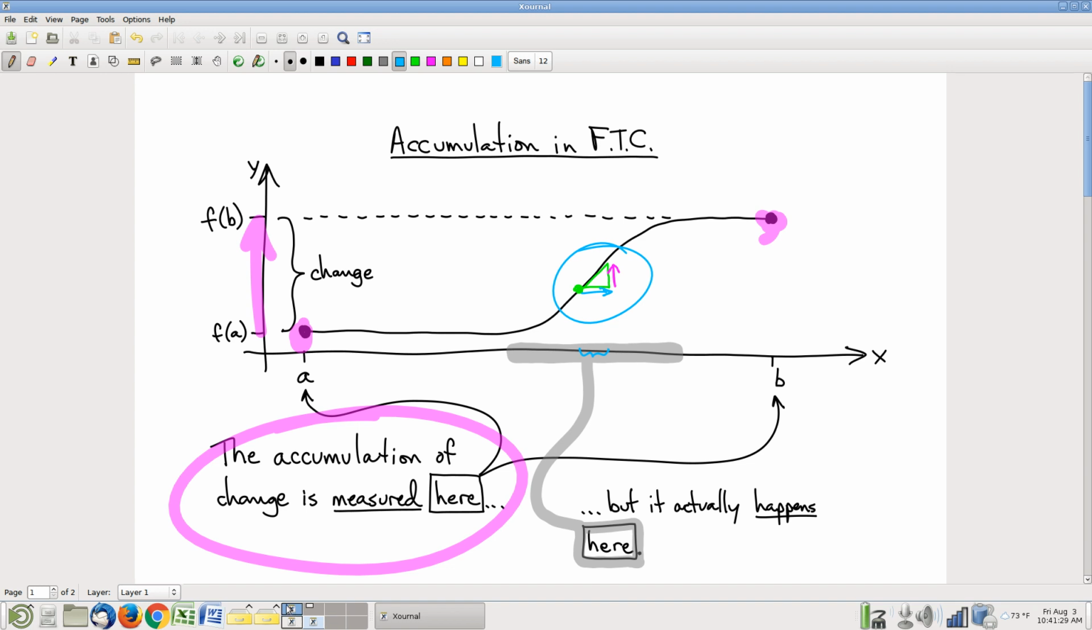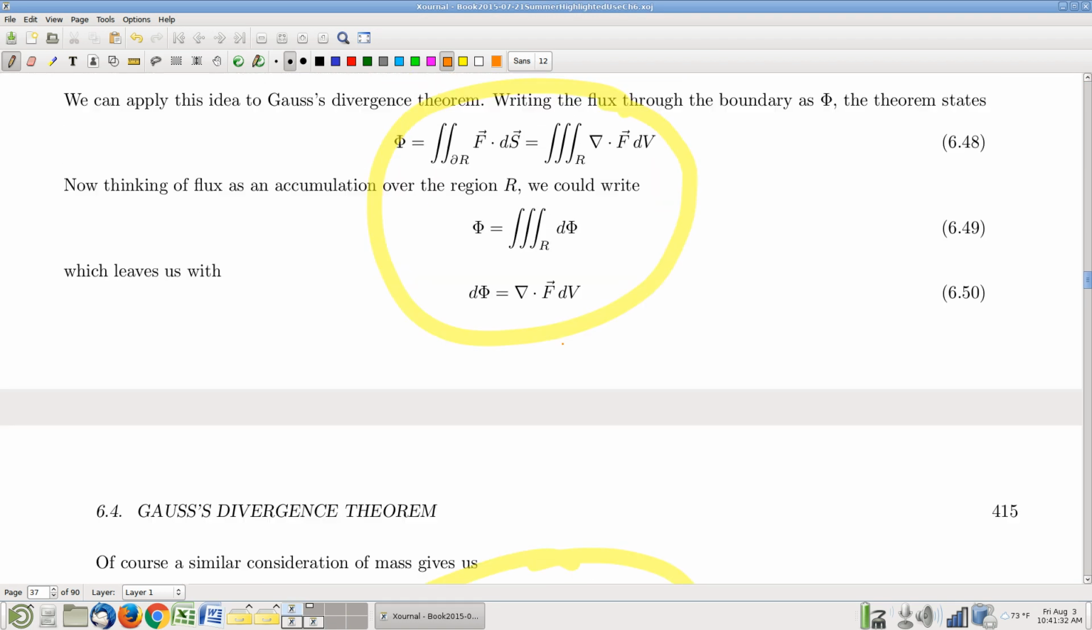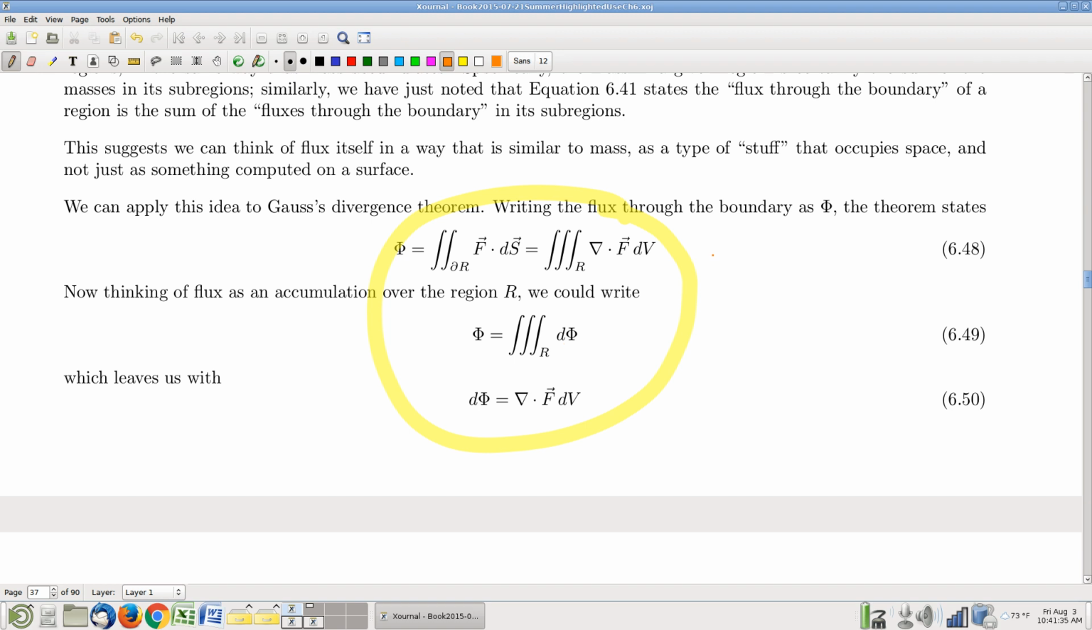I'm going to go back to the book here, and let's go back up to this. Here's our Gauss's divergence theorem. And I'm going to argue the same thing. Flux accumulates, and accumulates over a solid. This is where Gauss's divergence theorem came from. Flux accumulates over a solid. So it accumulates as a triple integral, and it's a triple integral of a certain integrand.